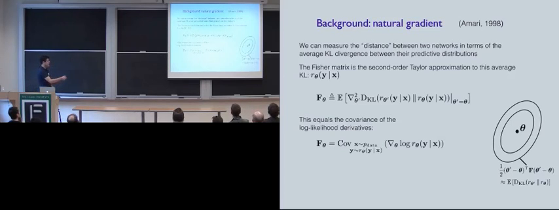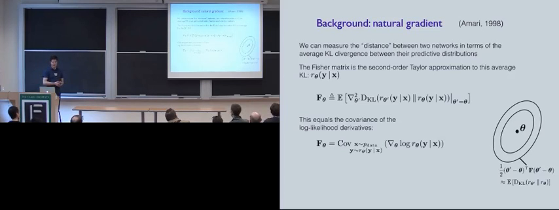So the Fisher information matrix is the second-order Taylor approximation to this average KL divergence. So basically, it's the expectation, if you sample data from the data distribution, of the second derivative of the KL divergence between the predictive distributions with respect to the parameters. And so what this means visually is that if we have networks defined by two different parameterizations, theta and theta prime, then the average KL divergence between their predictive distributions can be approximated with a quadratic, where the quadratic form is the Fisher information matrix. And so that's why Fisher information is useful.